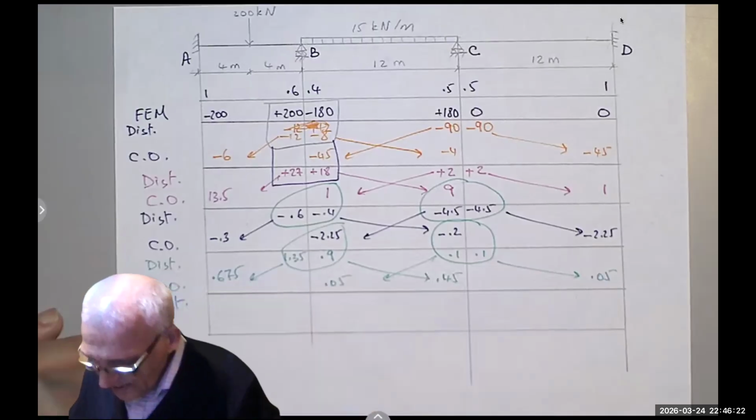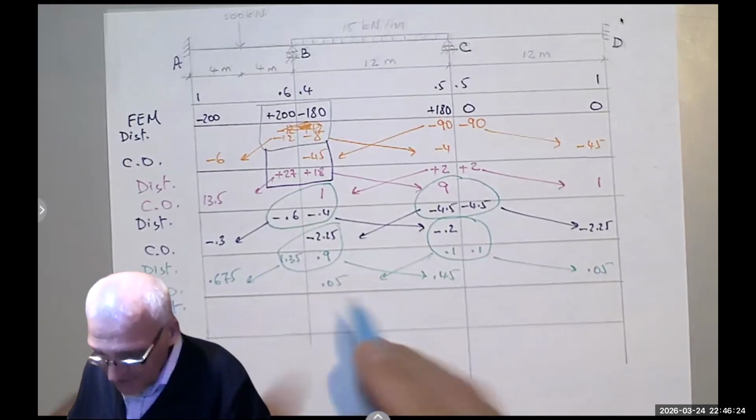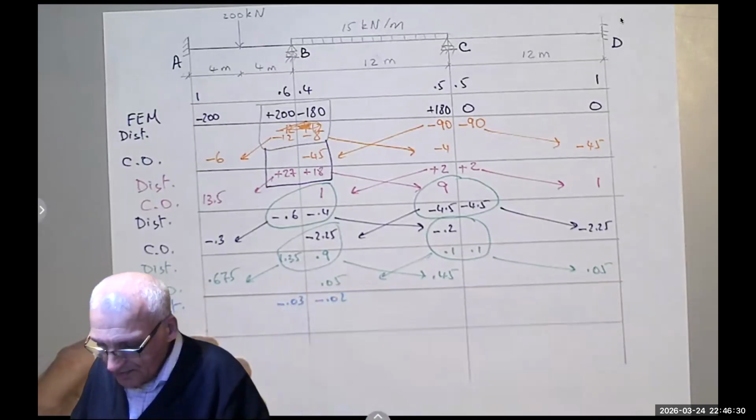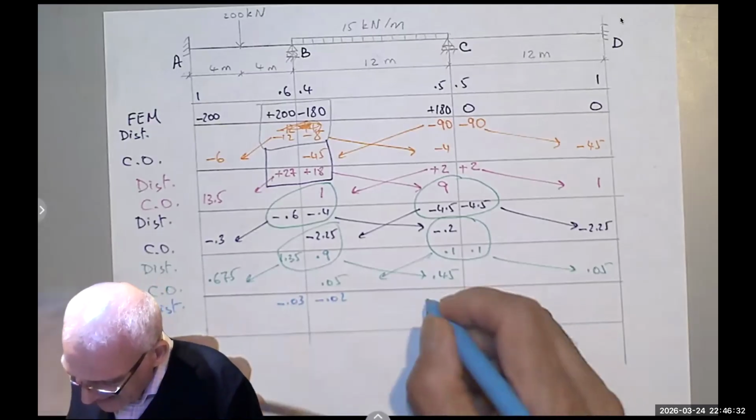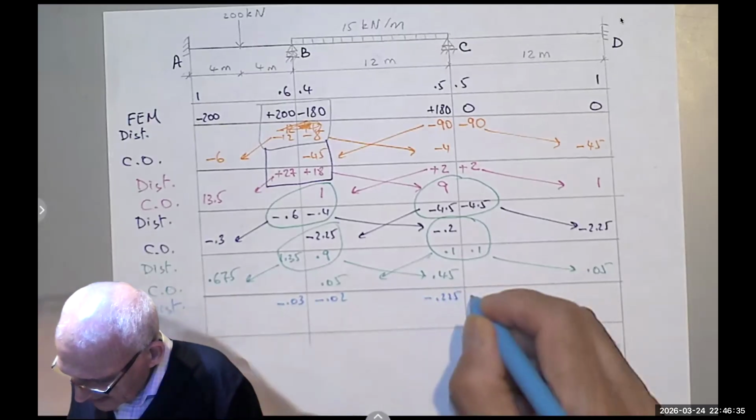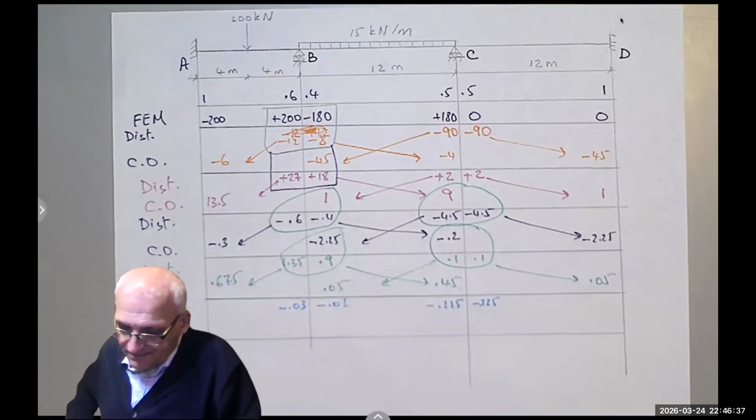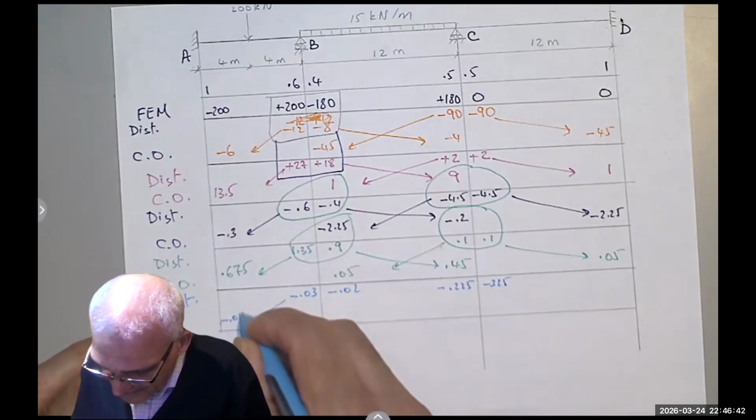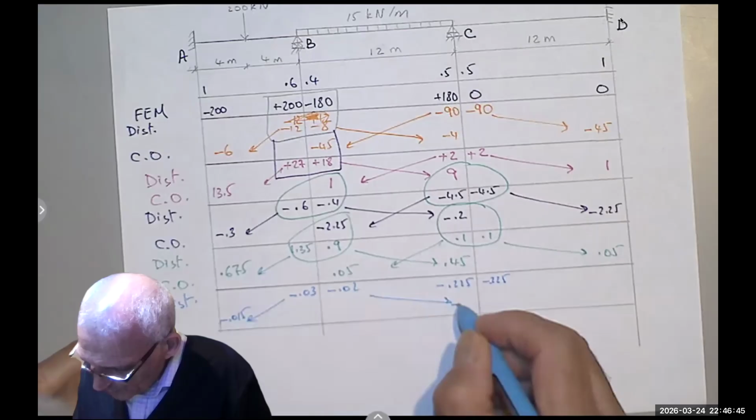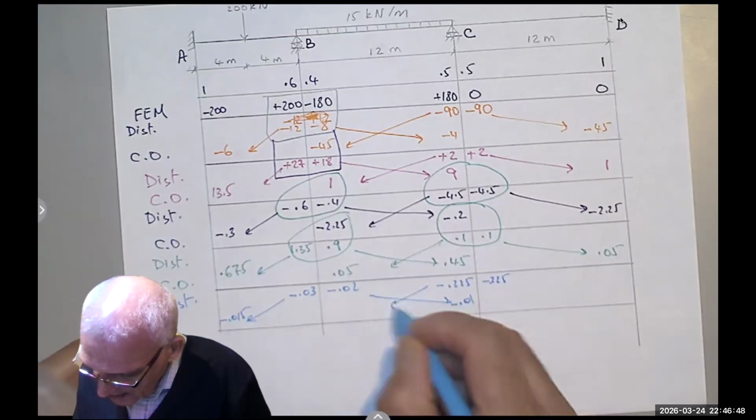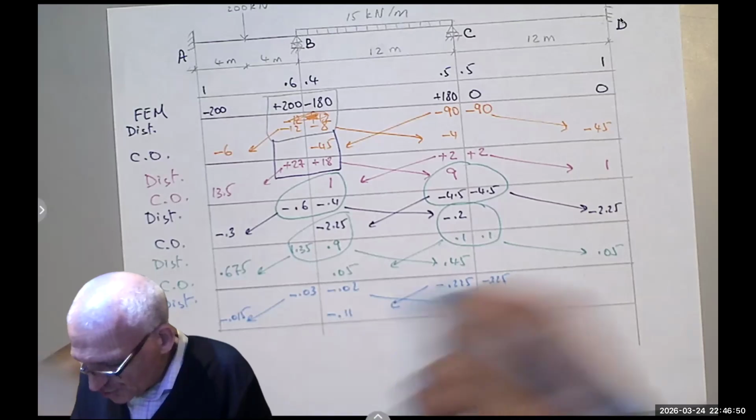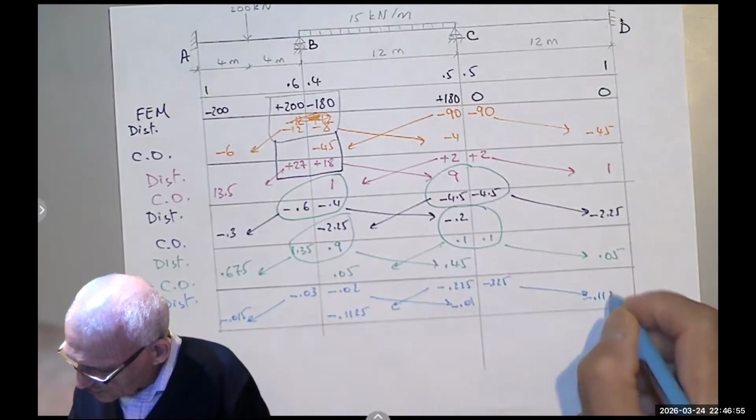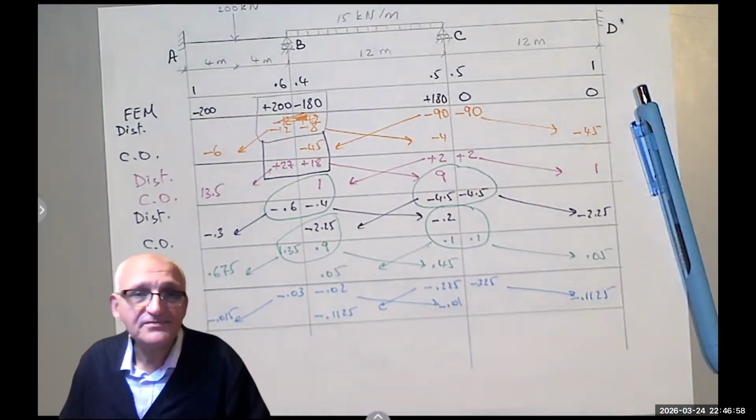Distribution, 0.05. 60% of that is negative 0.03 and negative 0.02. 45% is negative 0.225, negative 0.225. And finally, I'm going to take half of that, negative 0.015, negative 0.01, negative 0.1125, and negative 0.1125. And that's good enough.